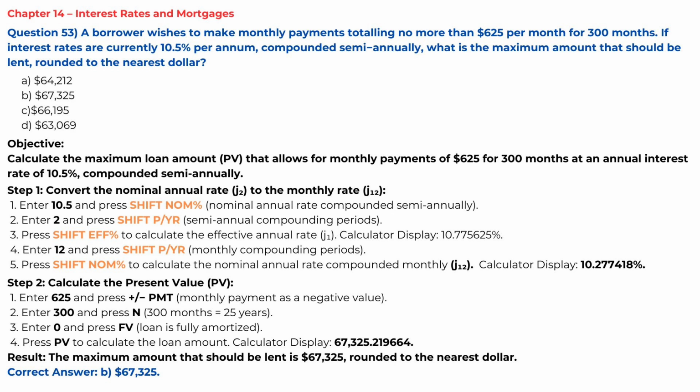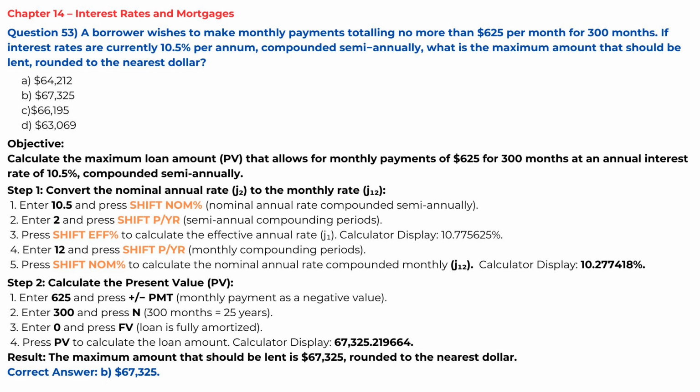Step 1. Convert the nominal annual rate J2 to the monthly rate J12. Enter 10.5 and press Shift Nom. Enter 2 and press Shift PYR. Press Shift Effective. The calculator displays 10.775625%, that is J1 is 10.775625%. Enter 12 and press Shift PYR. Press Shift Nom. The calculator displays 10.277418%, that is J12 is 10.277418%.